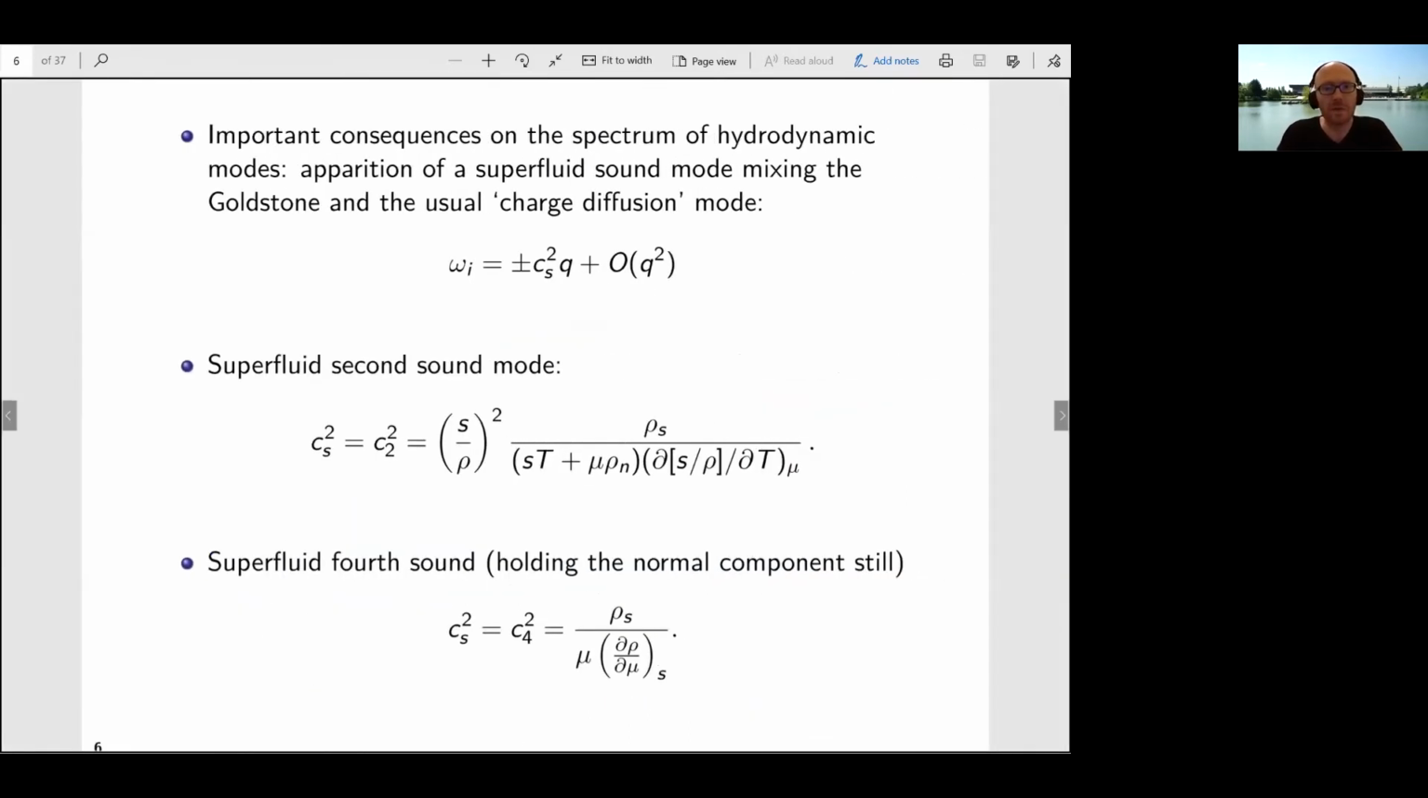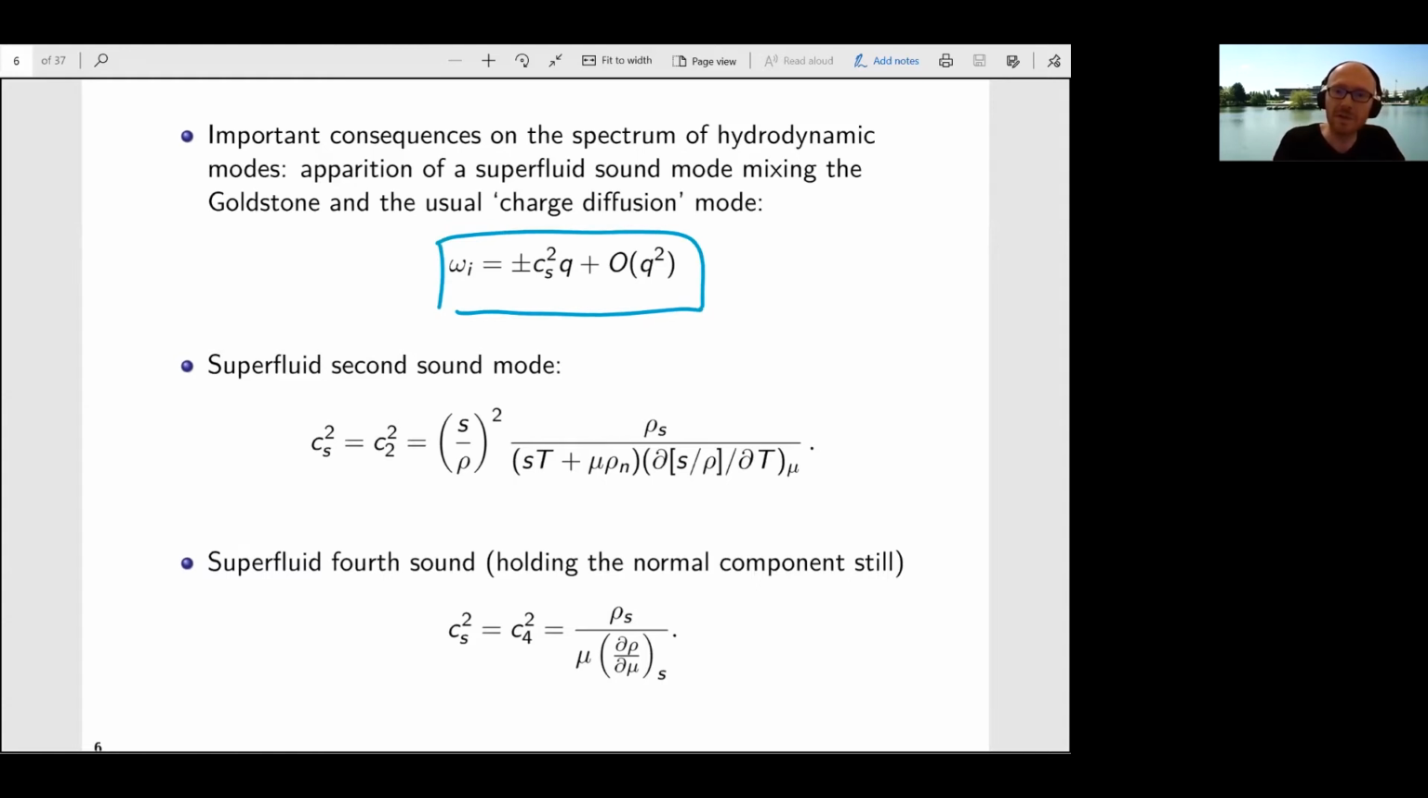So of course, this also has important consequences on the spectrum of hydrodynamic modes. In particular, we see that there is now a superfluid sound mode that appears, which mixes the Goldstone and the usual charge diffusion mode. So by this, I mean that there's a new mode in the spectrum, which has this type of dispersion relation. So here, there shouldn't be a square, of course. So it's linearly dispersing in the wave vector, and the coefficient is called the speed of sound.